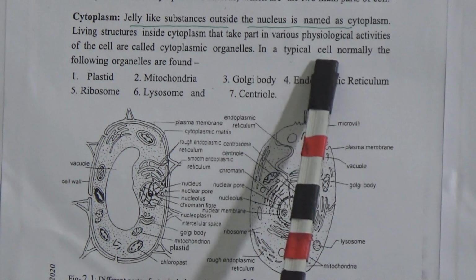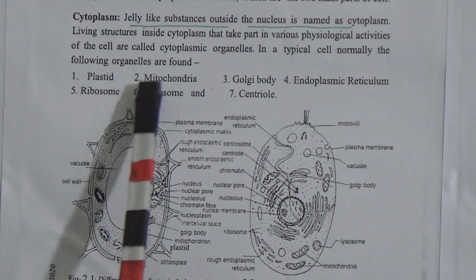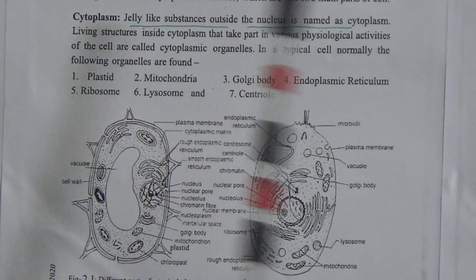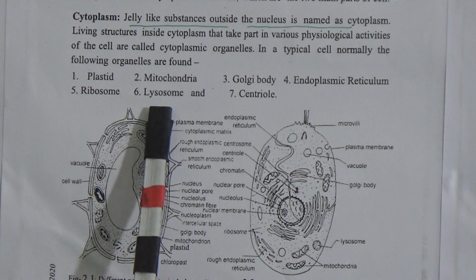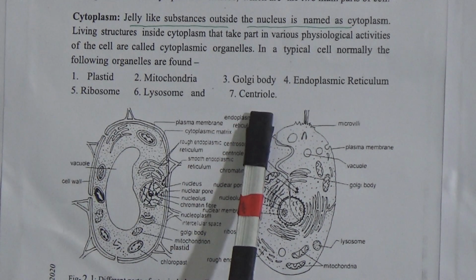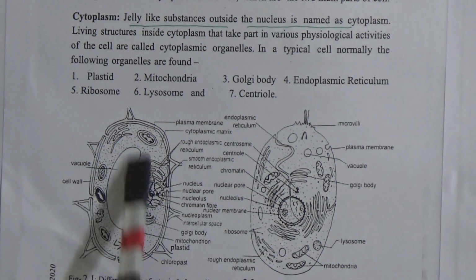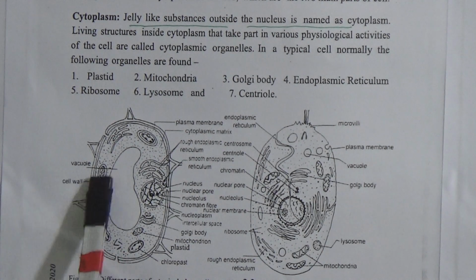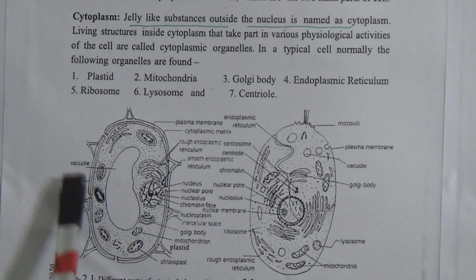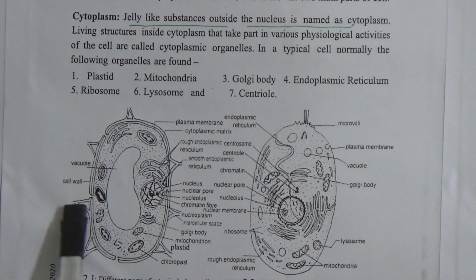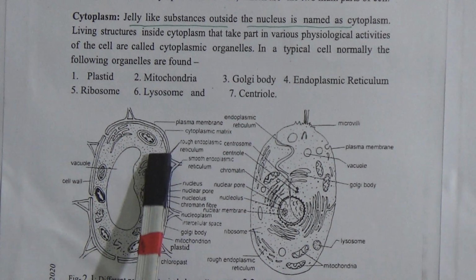In a typical cell, normally the following organelles are found: plastid, mitochondria, Golgi body, endoplasmic reticulum, ribosome, lysosome and centriole. Look at here, this one is a plant cell. Here is the center of this cell, here is a large vacuole, and here is the cell wall, which is a special characteristic of a plant cell. Here is the plasma membrane and cytoplasmic matrix.